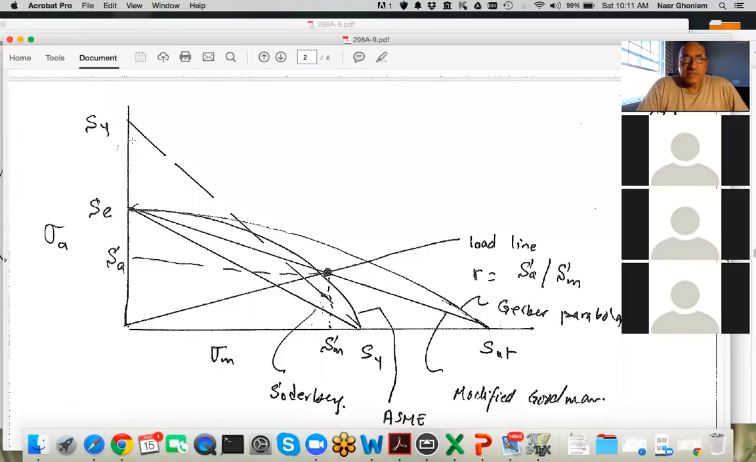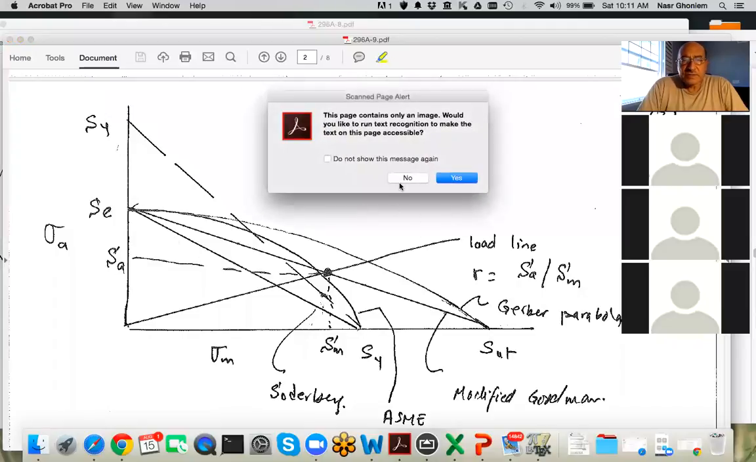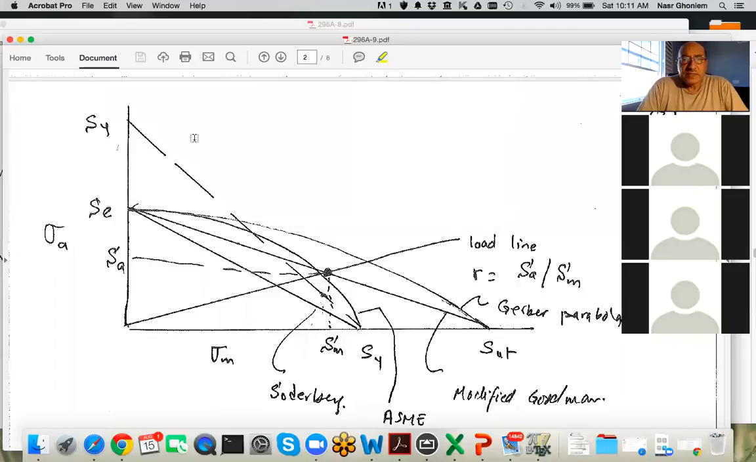The one I'm going to try to see if I can point effectively here. So this line, for example, sorry, I can't do that. So this line goes from S endurance to S yield, and this is the Soderberg line. It's a straight line equation.